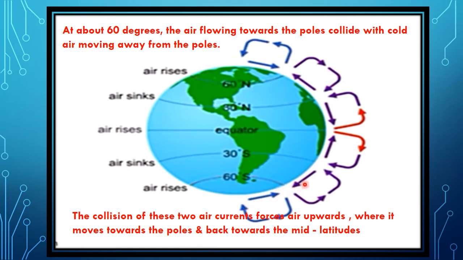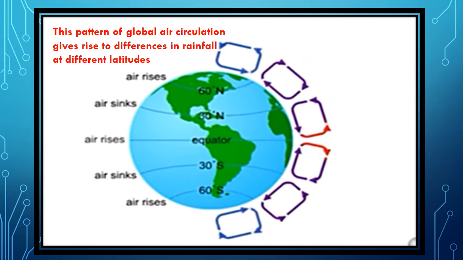Have you understood? This air which is moving towards the poles collides with the cold air coming from the poles, and due to the collision the air is pushed upwards, where it moves towards the pole and then again back to the mid latitude at about 60 degrees. This is how the air currents go in a circular manner. So you can see at the equator the air rises, then air sinks at around 30 degrees, then at 60 degrees air rises again.